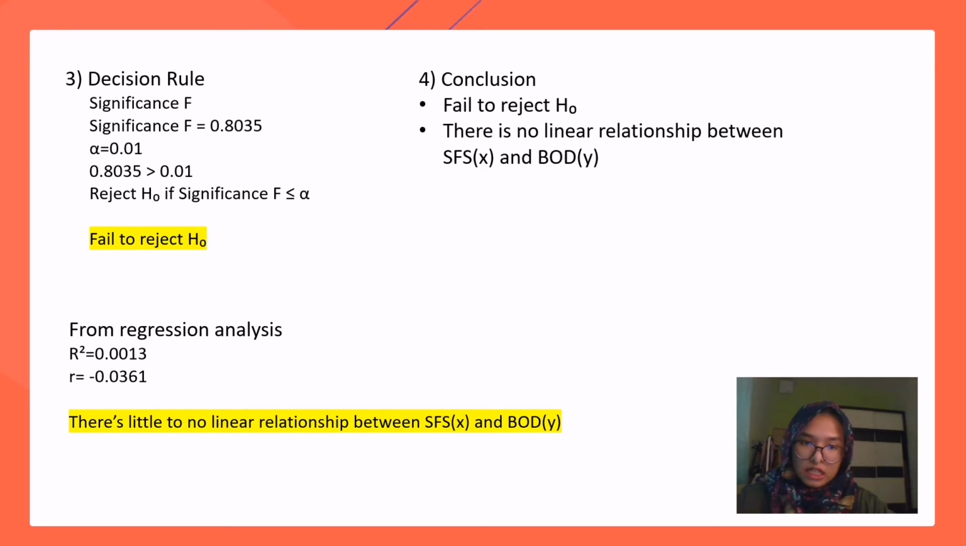From the regression analysis, we can obtain the coefficient of correlation by the square root of r squared, 0.0013, which gives r equals to 0.0361. However, since our slope is negative, we can say that our r is negative 0.0361, and it is close to 0, meaning that there is no linear relationship between SFS and BOD.